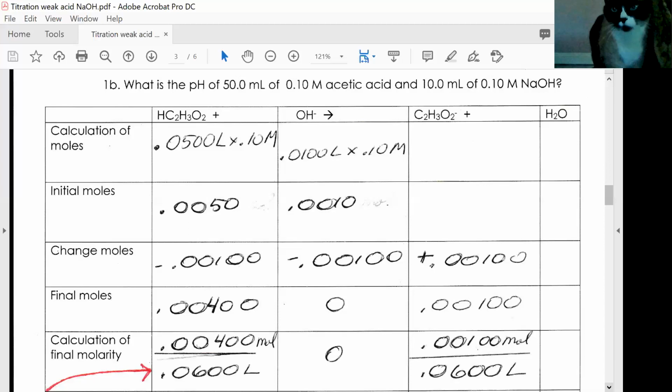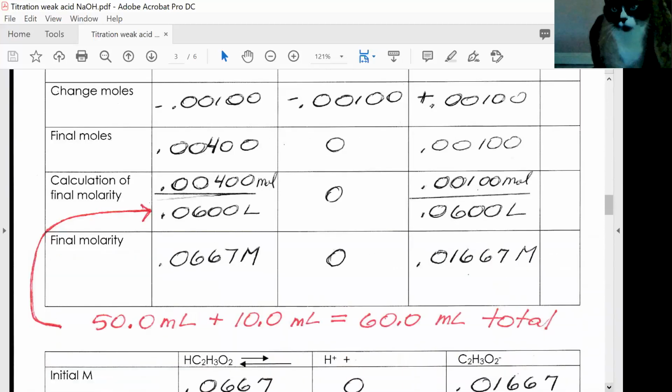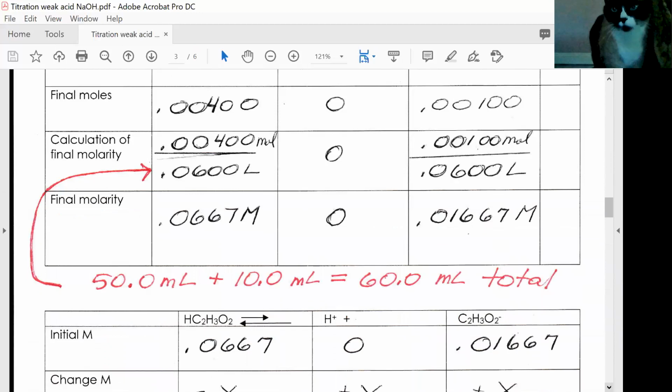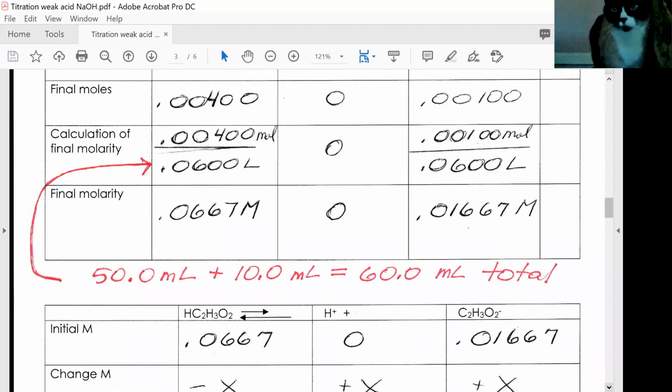So now you're going to calculate your molarity. You're going to take the moles and put it over the volume. So notice that our volumes are additive. 50 milliliters plus 10 milliliters equals 60 milliliters. So calculate your molarity of your acetic acid, 0.00400 moles over 0.0600 liters. Check to see that you get 0.0667 molar acetic acid.